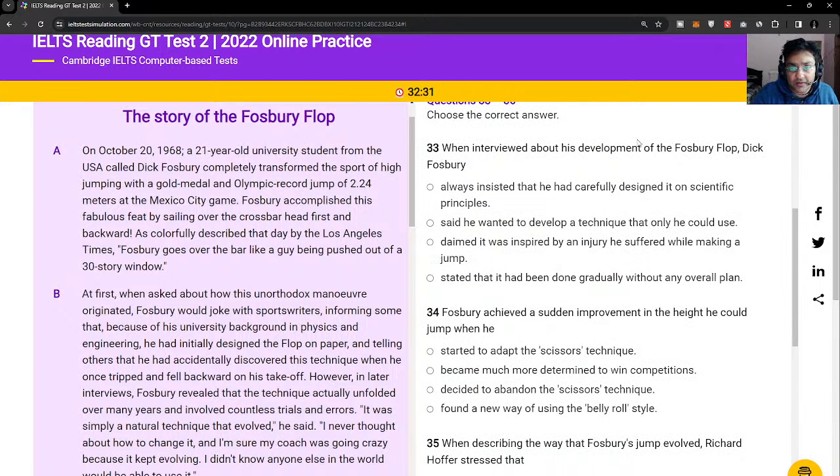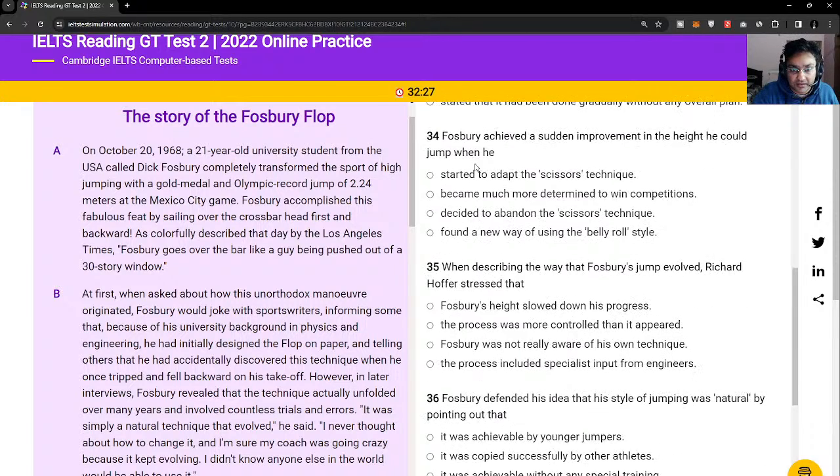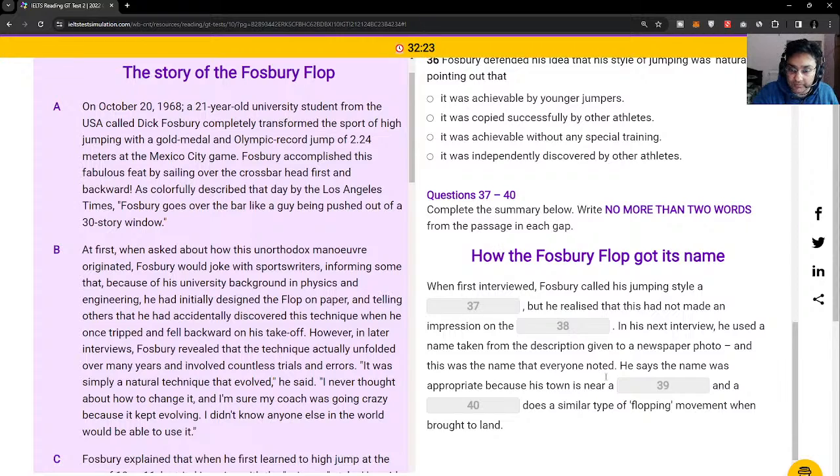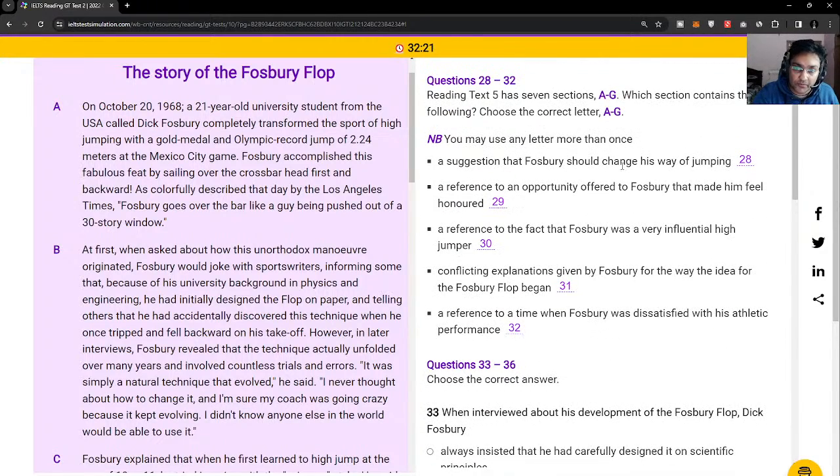When interviewed about his development of the Fosbury flop, Dick Fosbury said this. These are the 4 answer multiple choice. We will skip these for now. We will start off from 28.